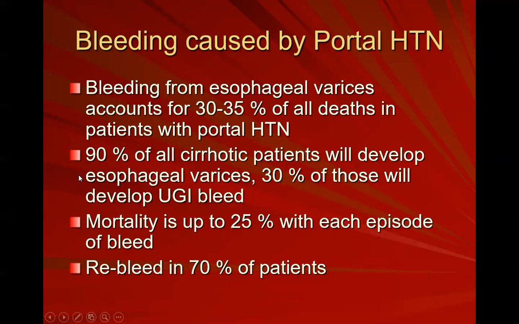So we're done with the peptic ulcer disease. The next most common cause of bleeding would be varices because of the portal hypertension. Okay, and they account for like 30 to 35% of all deaths in patients with portal hypertension. Okay, usually, how do we decide the portal hypertension? How to measure it? You check the liver function. Liver function. Okay.